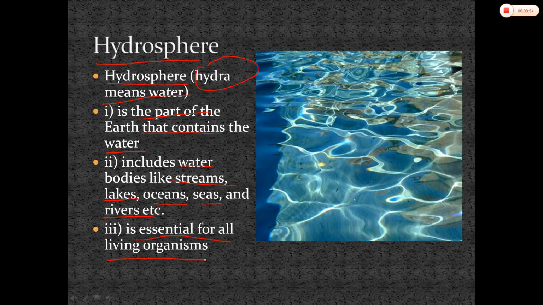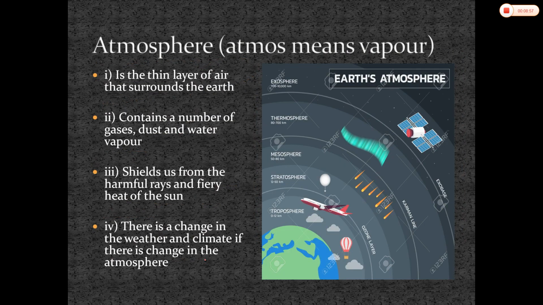Now we are going to move on to another thing, that is the atmosphere. What is the atmosphere? The meaning of atmos is vapor. But here we are not considering the atmosphere only as vapor. The atmosphere is the thin layer of air that surrounds the earth.